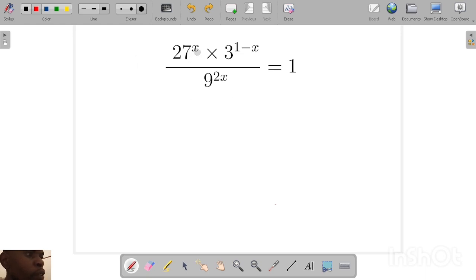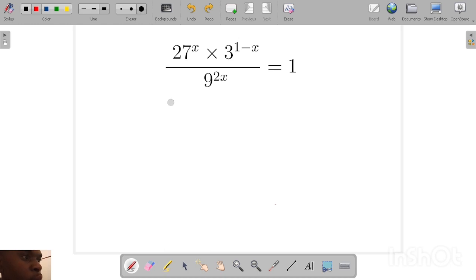So we are told to find the value of x. To solve for x, first of all, you can see that 27 is the base and x is the power. 3 is the base and 1 minus x is the power. Same as this one, 9 is the base and 2x is the power. So for us to solve this equation, we need to rewrite 27 and 9 to the smallest base. We can see that 3 is the smallest base.